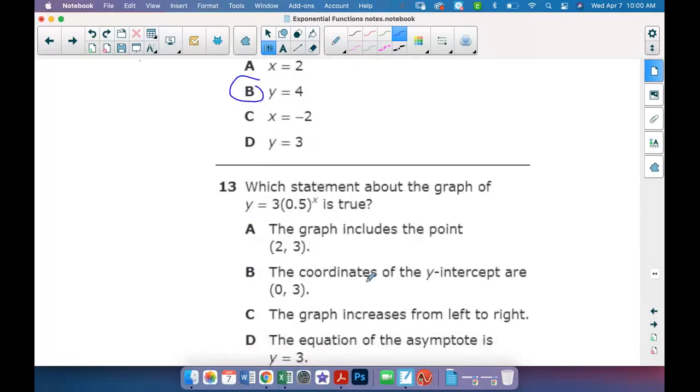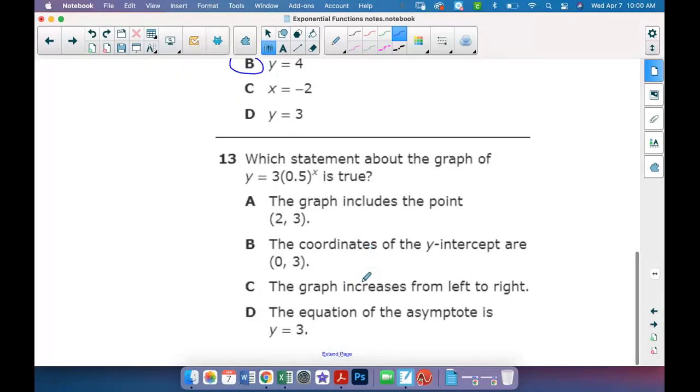Number 13. Which statement about the graph of y equals 3 times 0.5 to the x power is true? So here it says, letter A, the graph includes the point 2 and 3. Okay, in order to check if that's true or not, because we're looking for the one that's true, you're going to get these points and just plug it in. So you actually have 3 equals 3 times 0.5 to the second power. You get your calculator and check if they're equal on both sides.